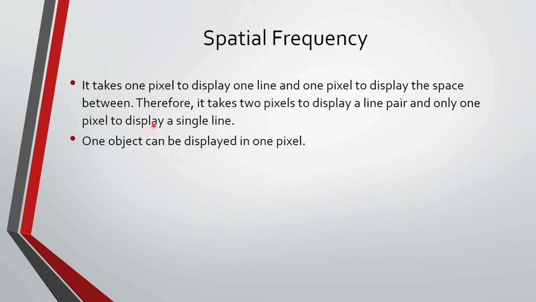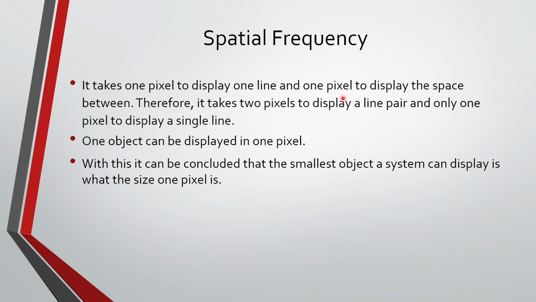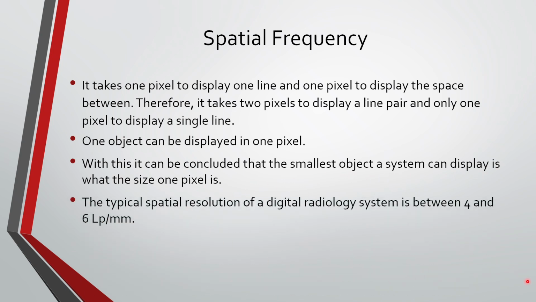One object can be displayed on 1 pixel. So since we can display a single line on a pixel, that could be an object. So an object could be a line. So a line can be seen on 1 pixel, but we need 2 pixels to see a line pair. With this, it can be concluded the smallest object a system can display is the size of 1 pixel. The typical spatial resolution of digital radiology systems is between 4 and 6 line pairs per millimeter.